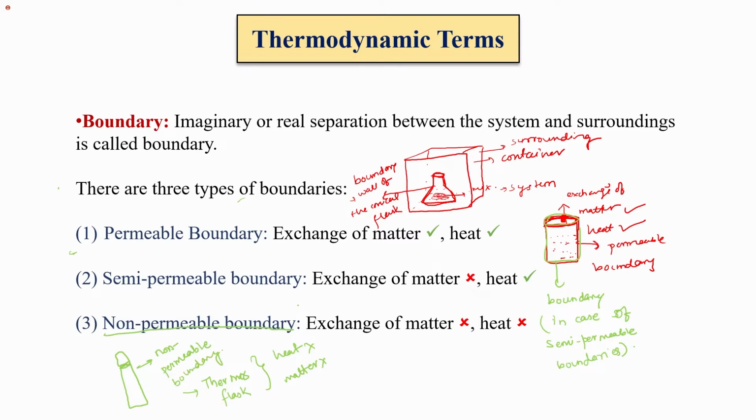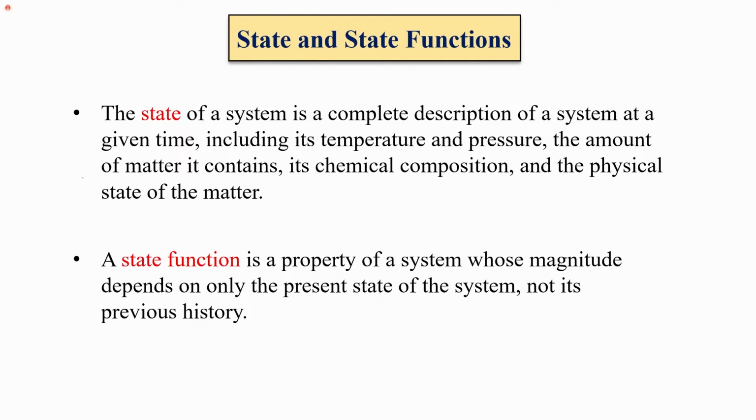In conclusion, three types of boundaries are there: permeable boundary, semi-permeable boundary, and non-permeable boundary. This kind of boundary which doesn't allow the exchange of matter, and this kind of system is called an adiabatic system. Okay, next, the state and state functions.